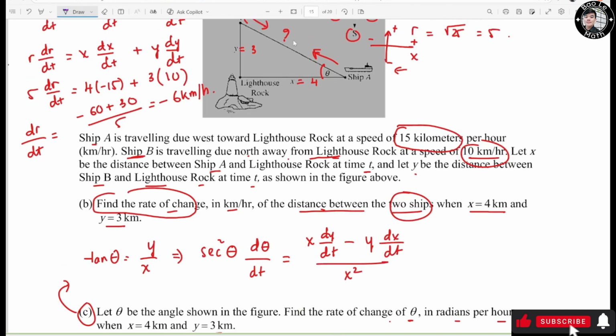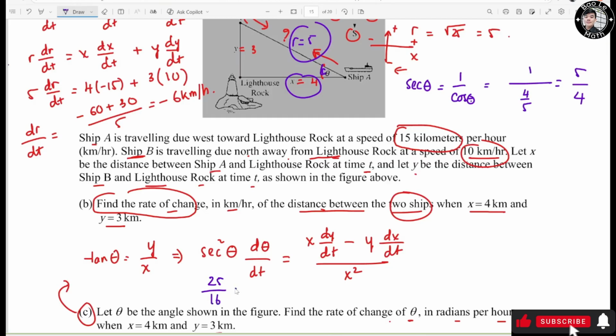Now previously we calculated r right here equals 5. Now we need to find secant of theta. Secant of theta is 1 over cosine theta, and cosine theta equals adjacent over hypotenuse, so it's 4 over 5. I'm going to take the reciprocal of this one, which is 5 over 4. So I have secant squared of theta, which is 5 over 4 squared, which is 25 over 16, times d theta over dt.